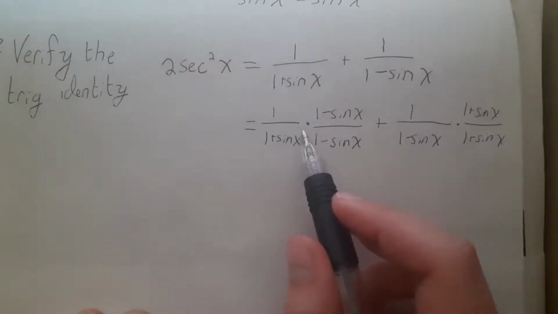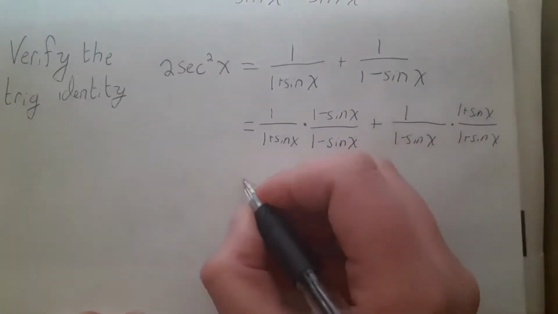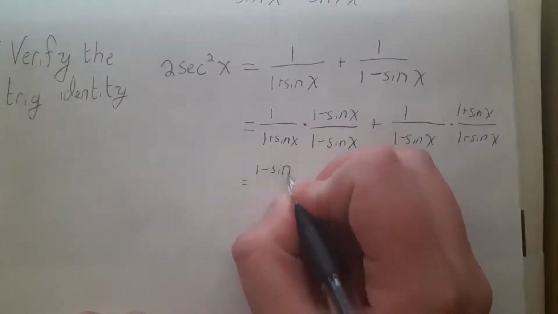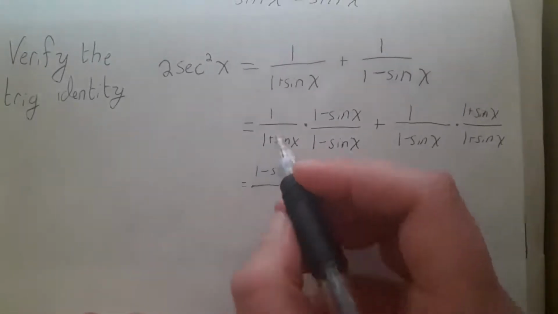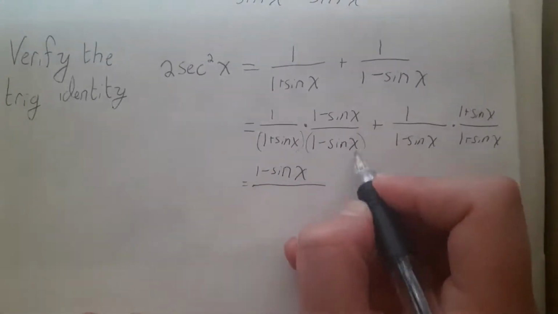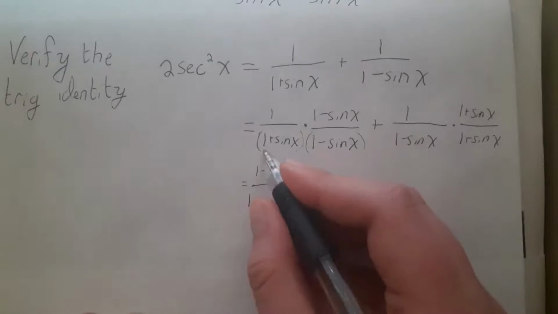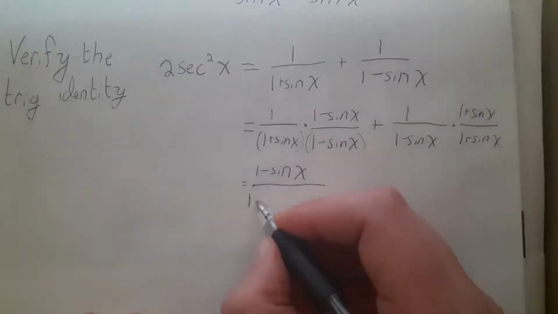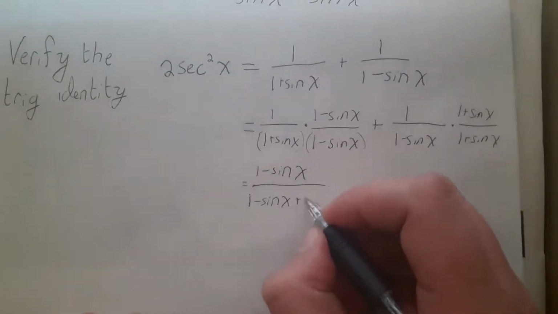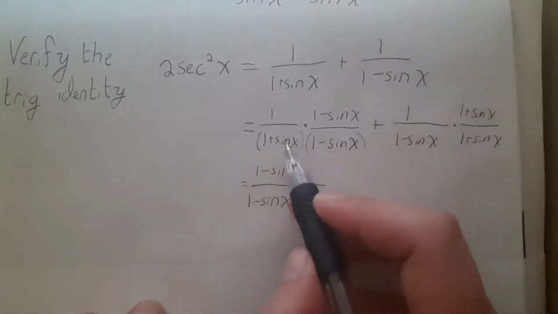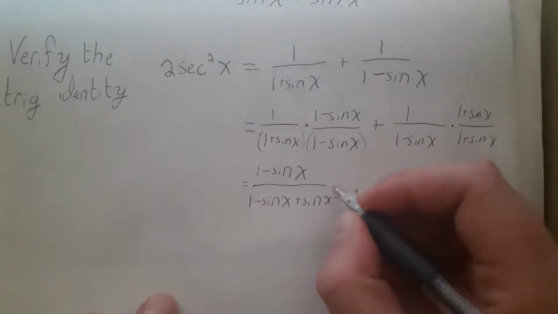Looking at this first fraction here, multiplying 1 minus sine x times 1 will just leave us with 1 minus sine x. And multiplying the bottom, we're going to have to multiply each one of these into each term in the second one. So 1 times 1 is 1. 1 times negative sine x is minus sine x. Sine x times 1 is plus sine x. And then sine x times negative sine x is minus sine squared x.